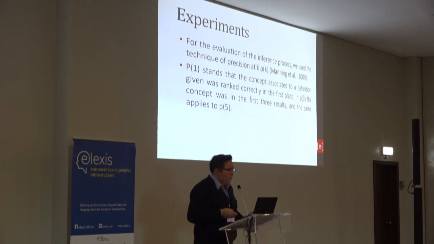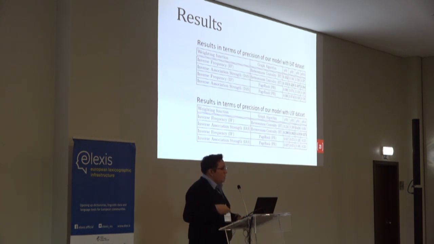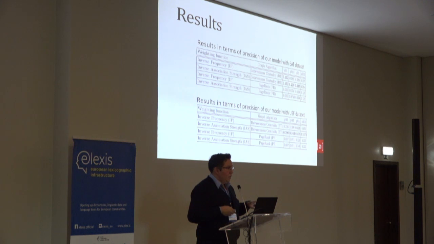My results are the following. Remember that I didn't combine the 2 word association norms. I worked with them separately. I have the EAT results in the upper part. I have 2 weights for the graph: the first is the inverse frequency and the second the inverse association strength, applied to the 2 algorithms. Remember that I work with betweenness centrality and the other one was PageRank.